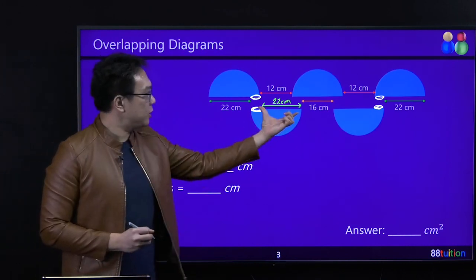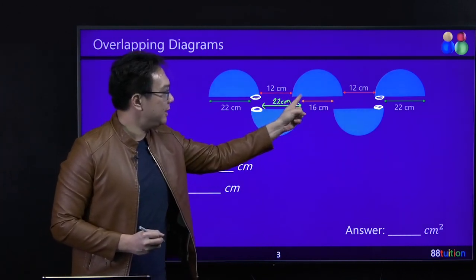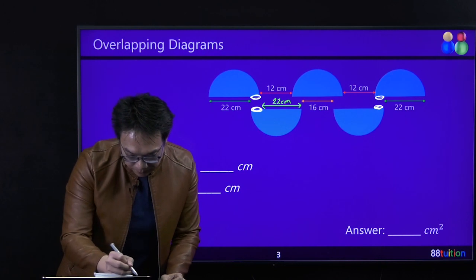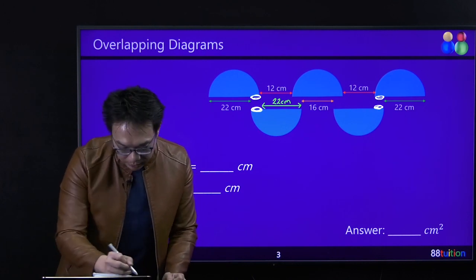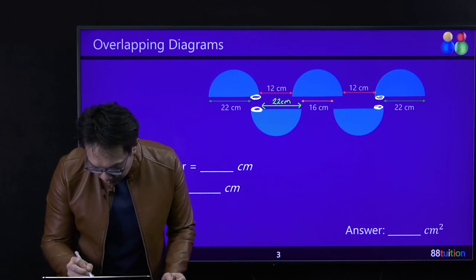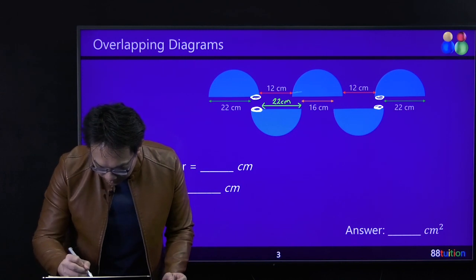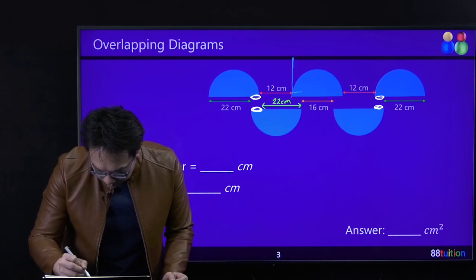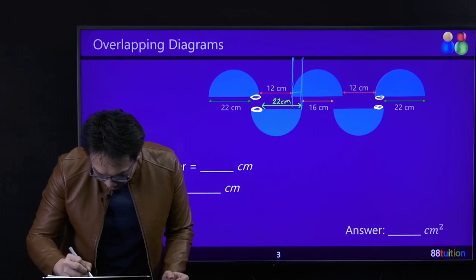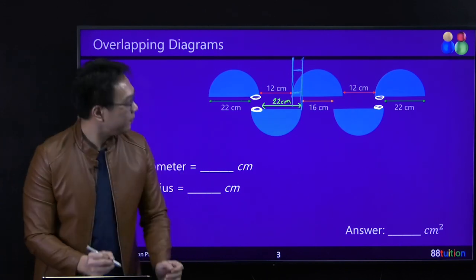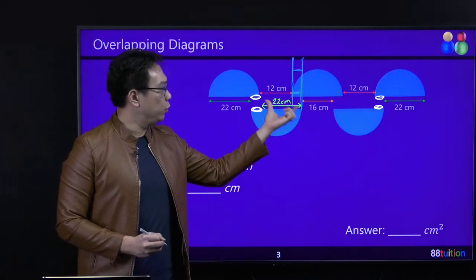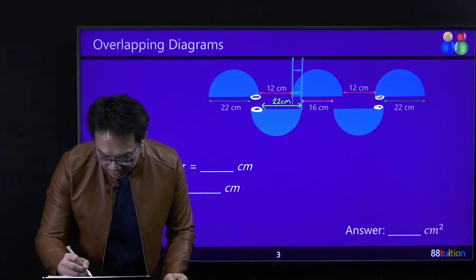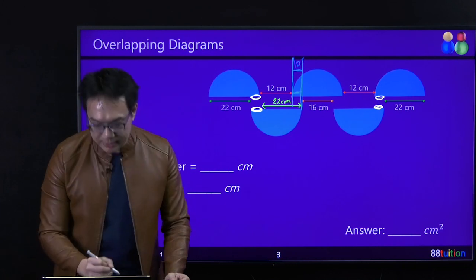Does that mean if this is 22, this is 12, this little thing is what? This portion, I call it blue, can you see or not? This portion here to here. In between these two blue lines is what? This is 22, this is 12, which means this is 10 cm. Okay, you can see that, that's good.